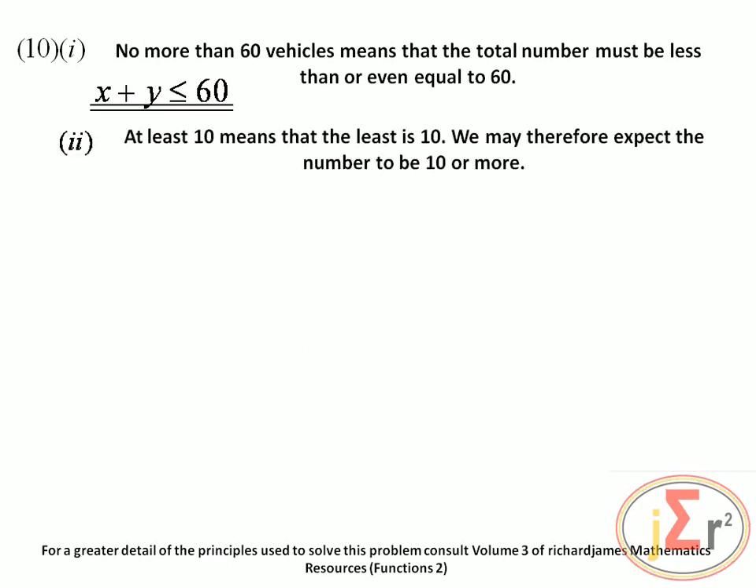At least 10. So we have here, to get a good bargain, he must provide parking space for at least 10 cars. What does at least 10 mean? At least 10 means 10 is the least. Therefore, he must provide parking space for 10 or more. So, y is greater than or equal to 10.